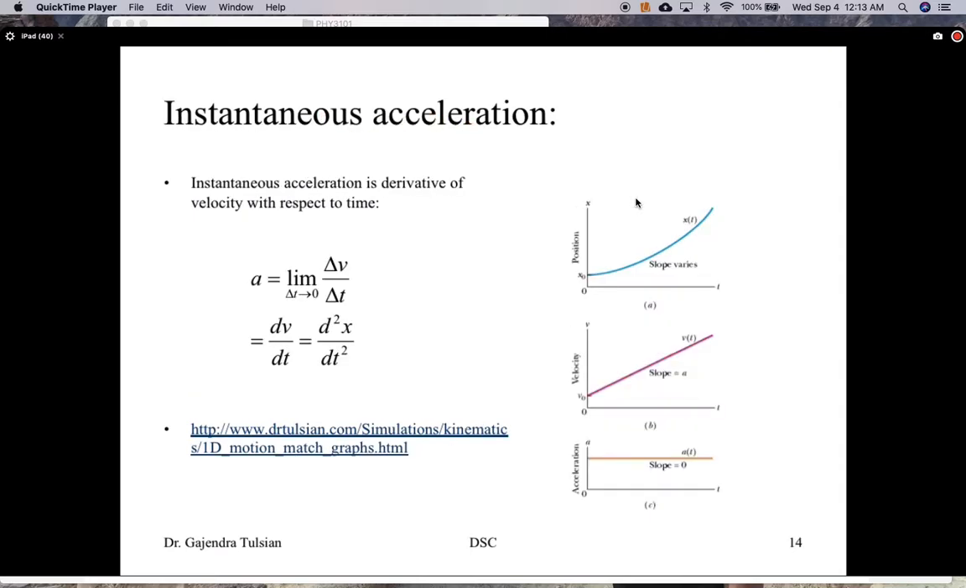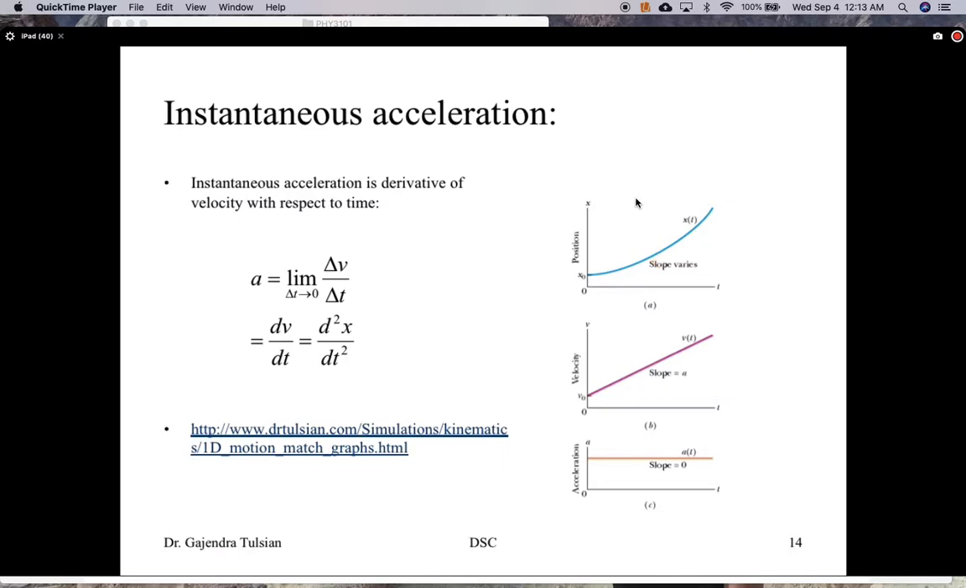So what we're interested in is instantaneous acceleration. Instantaneous acceleration is the average acceleration in the limit delta t going to zero. And that's equal to the time derivative of the velocity, which is the second derivative of the position as a function of time. So here's a quadratic function of time. The position is a quadratic function of time, and this is a parabola.